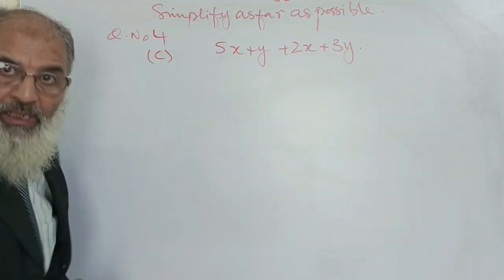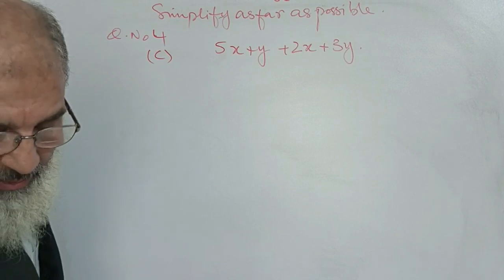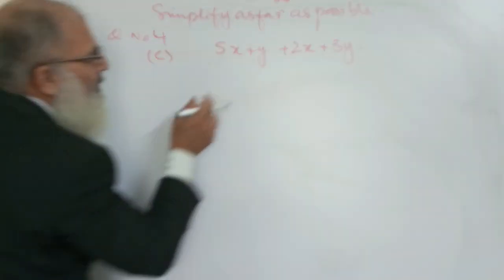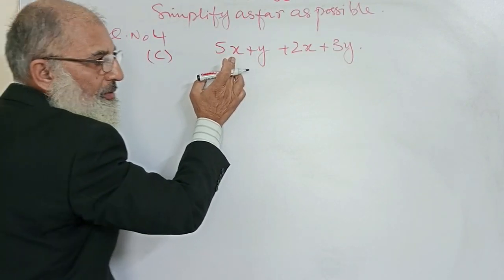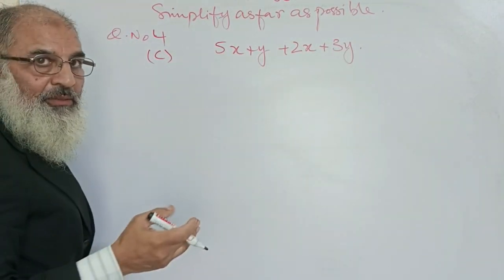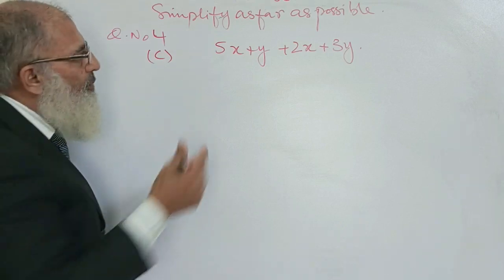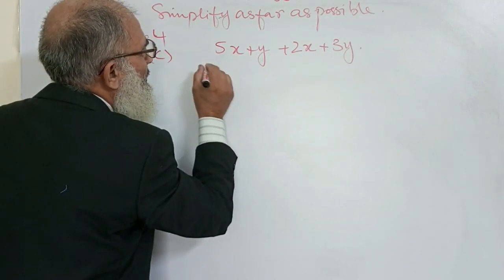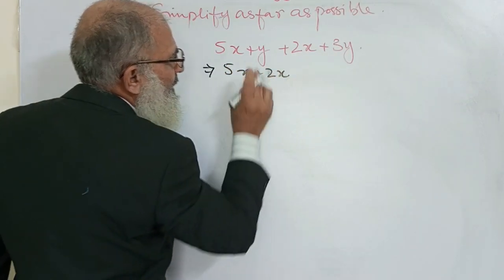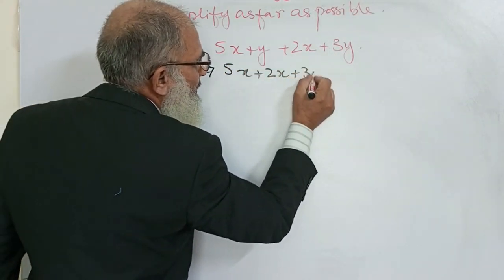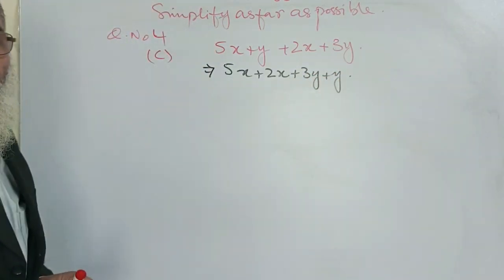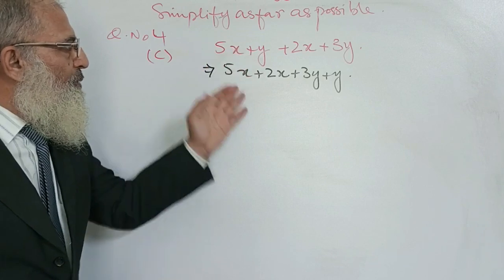So it is very easy again. There is nothing to be confused in this. Go for the like variables first and start from the x, because x comes first in the alphabet. 5x plus 2x, then 3y plus y. Now this is the proper arrangement of this expression.